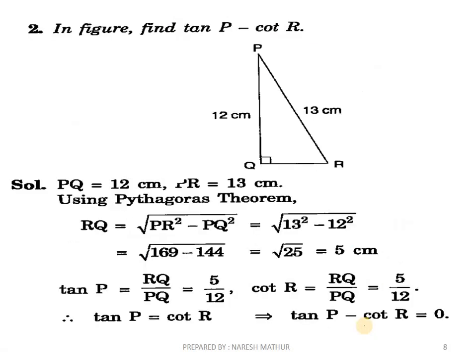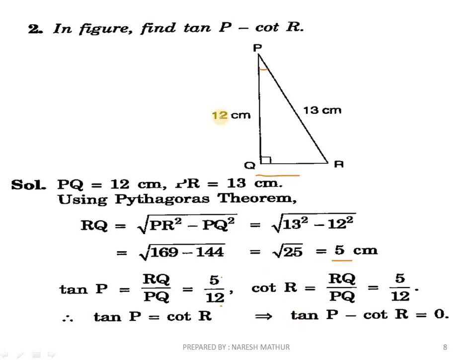In the second question we need to find tan P minus cot R. We can find the value of QR first by simply applying the Pythagoras theorem, and as we get all the values of the right triangle, we can get any of the trigonometric ratios. So the value of tan P equals perpendicular upon base. The perpendicular will be QR, so QR is 5 upon base, that is 12. P by B is 5 by 12.